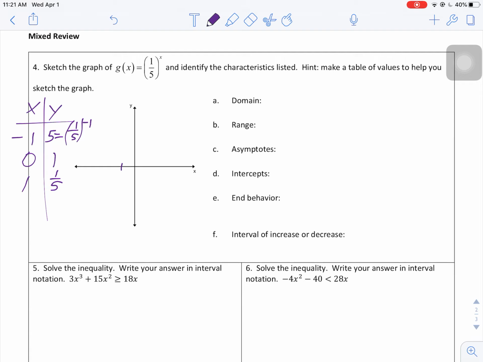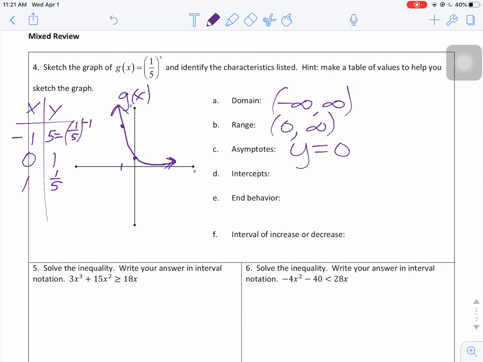So basically at (-1, 5), we're about here-ish. (0, 1), we're about here-ish. And then (1, 1/5), we're about here-ish. That way you're just getting the general shape of your curve and you're making sure it's going the right way. So that would be g of x. So my domain would be all real numbers. I could have all positive and negative x values. My range, I'm never going to have any negative y values. So we'll do 0 to infinity because I'm never going to go below the x-axis.